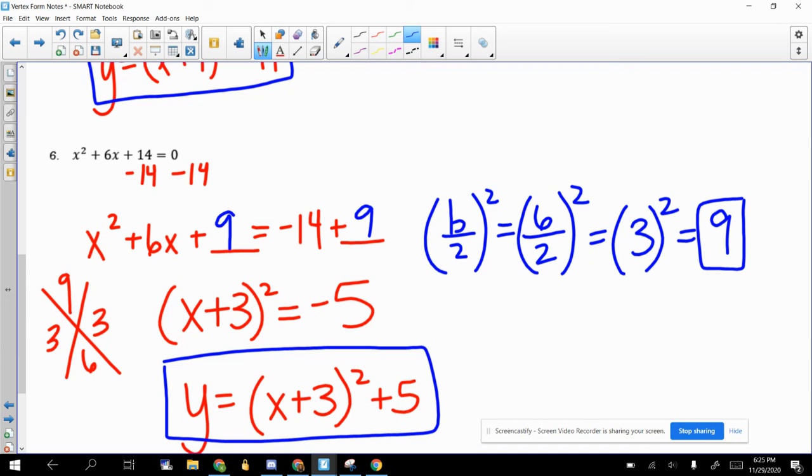Okay, and it is important to note what is on the inside of the parentheses and what is on the outside, because again, that's going to help us in the next lesson talk about the transformations or how the graph moves from the parent function.